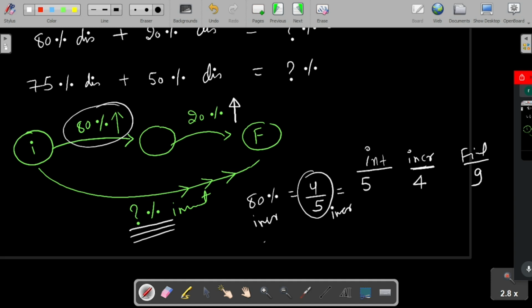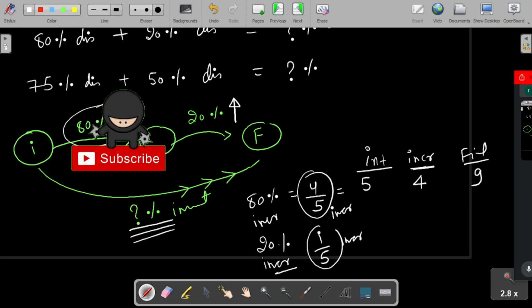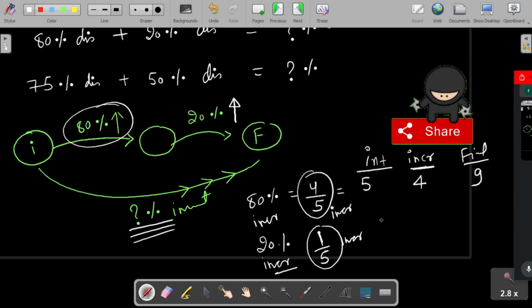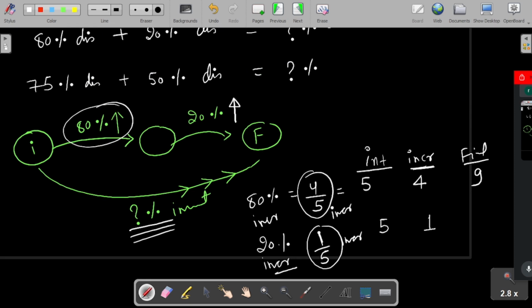Now again, do for 20% increment. It's 20% increment. It means 1 by 5 increment. Write its meaning. What is the meaning of this 1 by 5 increment? So the initial is 5, and 1 was the increment increased. So the final is 6.